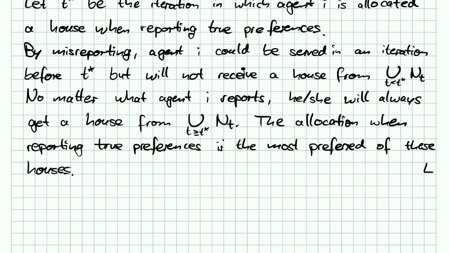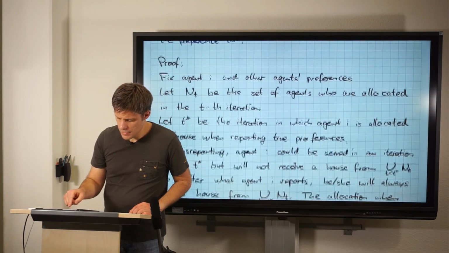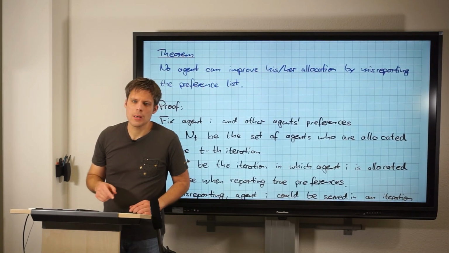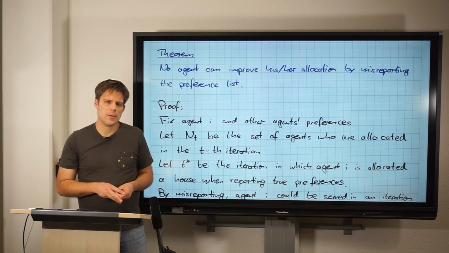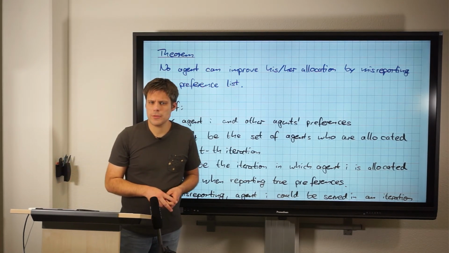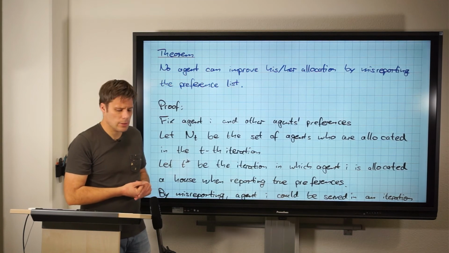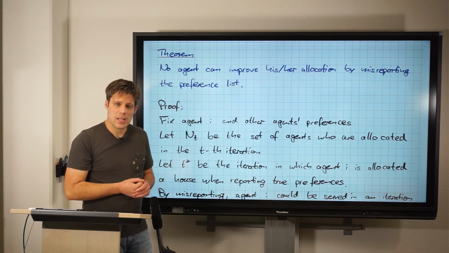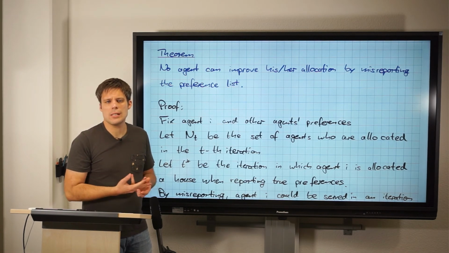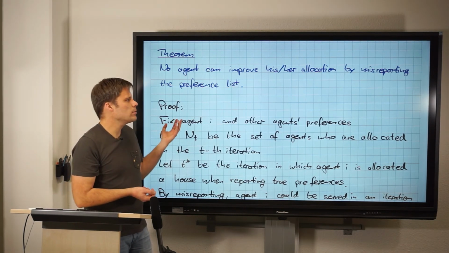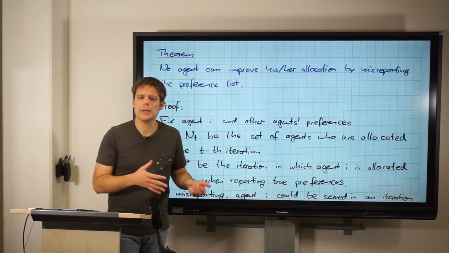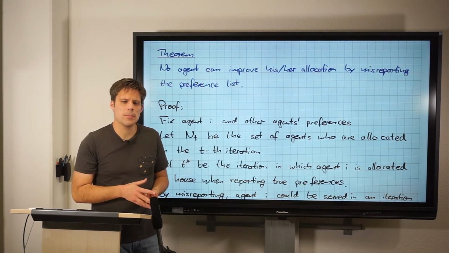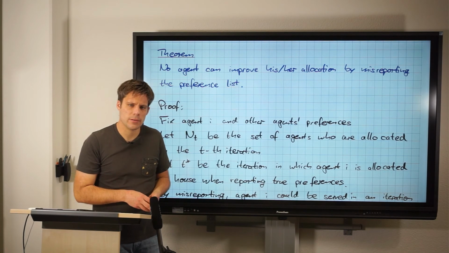And this proves our claim. So as we see, there's also something like truthfulness in mechanism design without money. For some reason, it is often then called strategy proofness, but it is really the same thing. You want to report your true preferences because otherwise you will be worse off, or at least you won't be better off when misreporting your preferences.